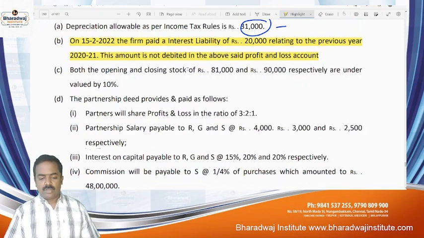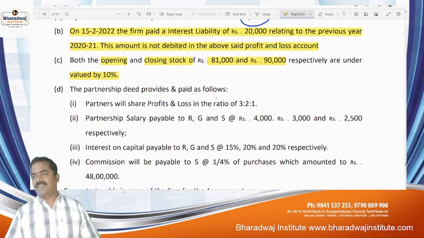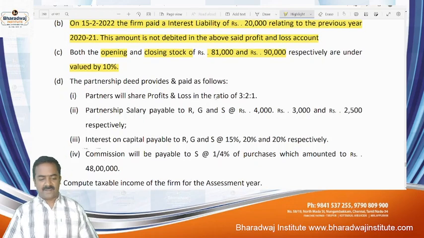Then, both opening stock and closing stock are undervalued by how much percentage? This has nothing to do with income tax. This is a general rectification of error. You have to think logically. If opening stock is undervalued, what will happen? If closing stock is undervalued, what will happen? And rectify the error. It is not income tax, it is which one? Financial accounting, rectify the error.